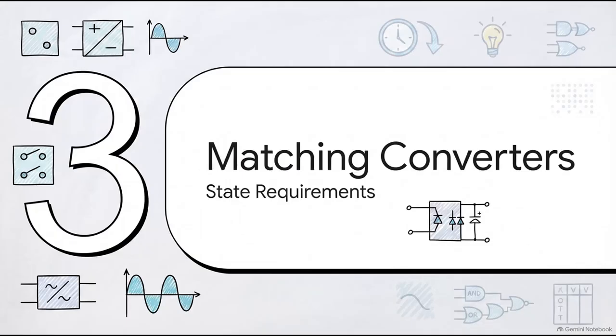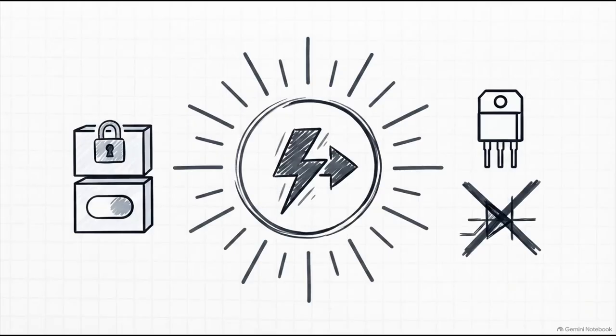Which brings us to Section 3, matching converters to switches. Let's talk state requirements. Okay, let's start with the absolute simplest state profile, high-frequency DC-DC chopping. If you just want to step down or step up a DC voltage, your switch structurally only needs to handle forward blocking and forward conduction. That's it. But while the state requirement is super minimal, the performance demand is extreme.